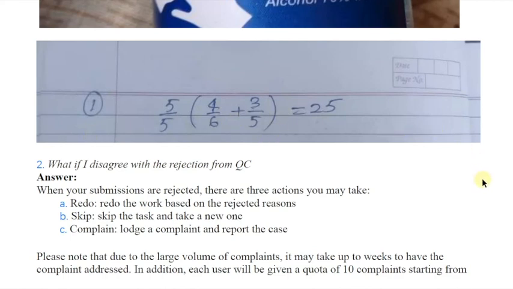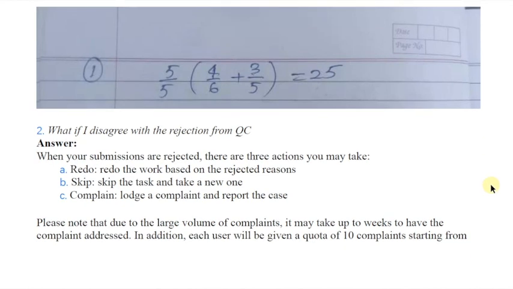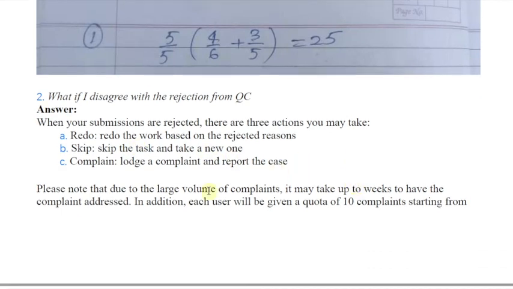Now, what if I disagree with the rejection from QC? Answer: when your submissions are rejected, there are three actions you may take. Either redo the work, meaning you have to resolve and upload it again, skip the task and take a new one, or third is complain, lodge a complaint and report the case. This case will be reported to the referee and the referee will make the final decision.